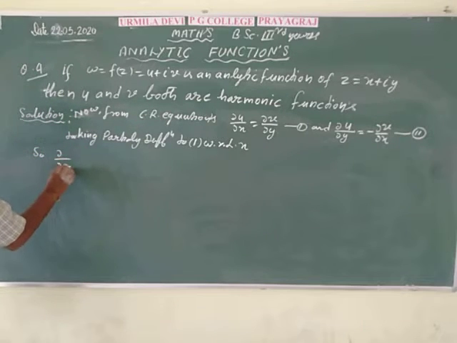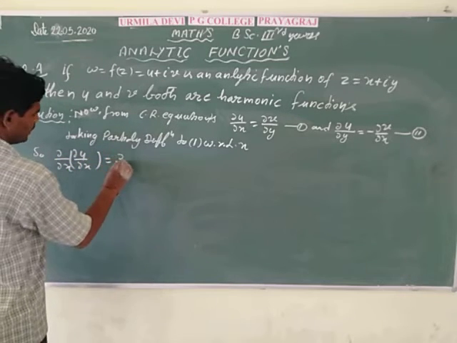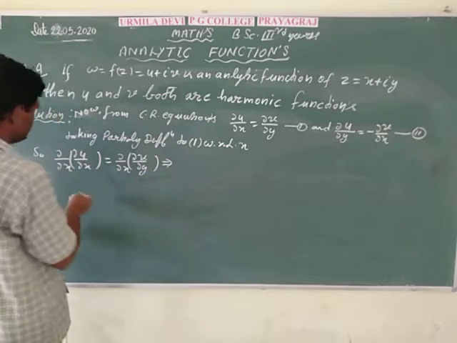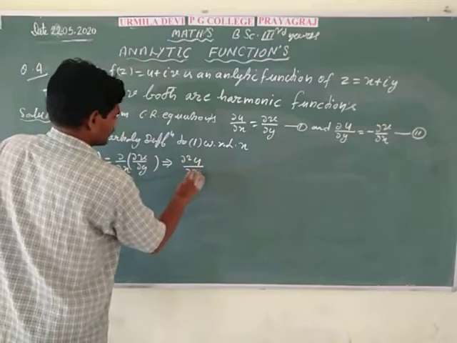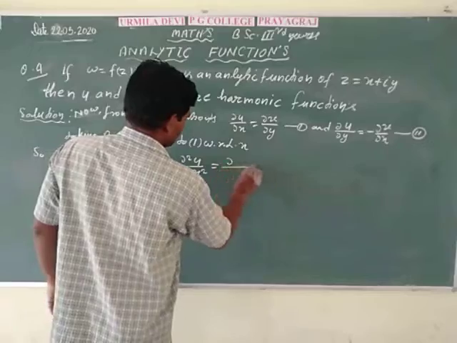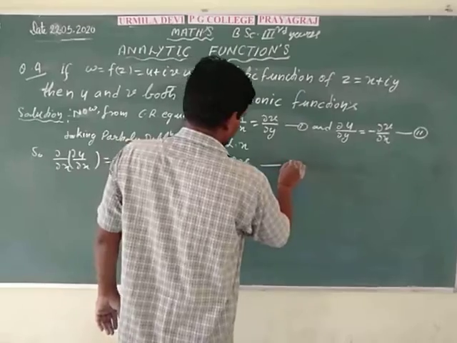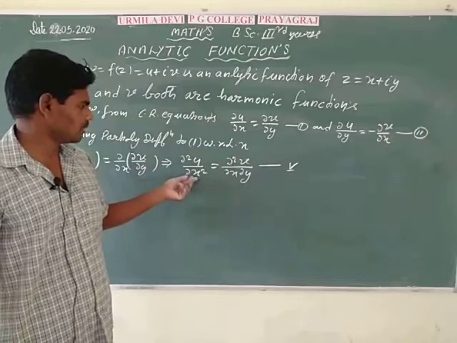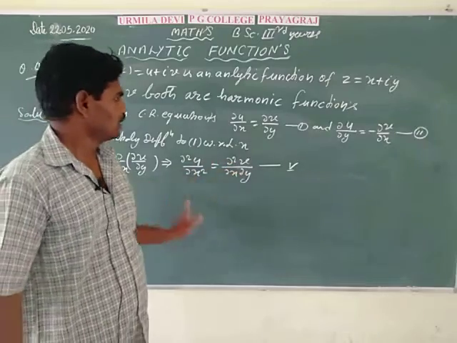Taking del by del x of del u by del x on the right-hand side, del by del x of del v by del y. Taking partial differentiation, we write del square u by del x square, and the right-hand side is del square v by del x del y, taken as equation 5. Now in equation 5, del square u by del x square is equal to del square v by del x del y.